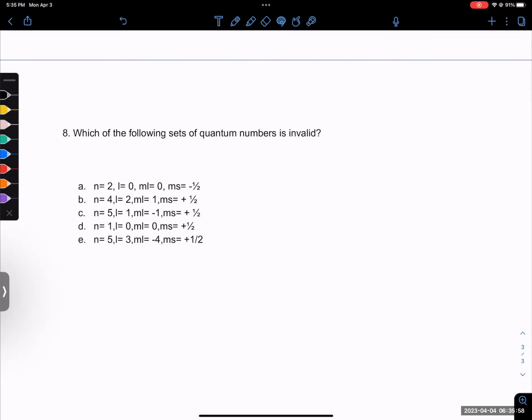Okay, we got one person with an answer. Give everyone else a little bit more time to see if they got something. Take your time, guys. Look at each one, identify the rules for each quantum number, and identify which one is invalid. Be intentional.